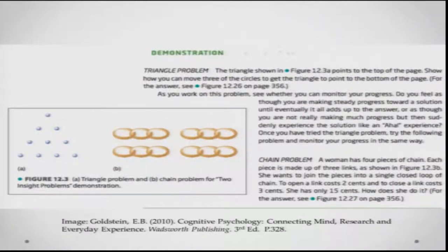There is a woman who has four pieces of chain. Each chain has three links, and she wants to join these pieces into a single chain, a single closed loop of chain. Now, the problem here is that to open a link is going to cost 2 cents and to close a link is going to cost 3 cents. She has only 15 cents, and how is she supposed to achieve this in just 15 cents? Now, these are the two insight problems.